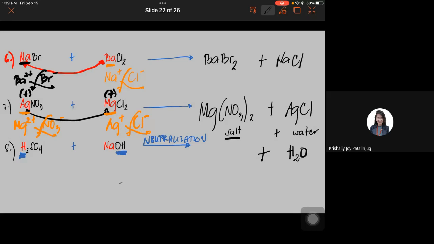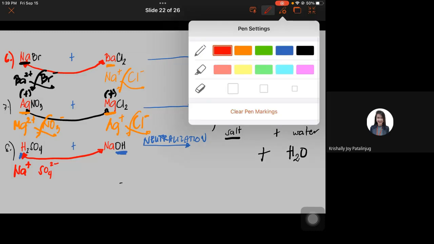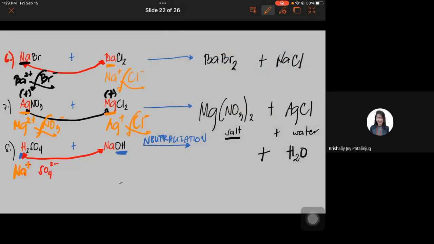But what's the salt equivalent formed out of reacting sulfuric acid and sodium hydroxide? Sige, let's try to find out. Switch the ion, hydrogen ion and sodium ion. So you have now sodium ion followed by sulfate. Sulfate is SO4, 2 negative. Ayan. So this is the salt equivalent that you will form if you react sulfuric acid and sodium hydroxide. So that would be sodium sulfate.